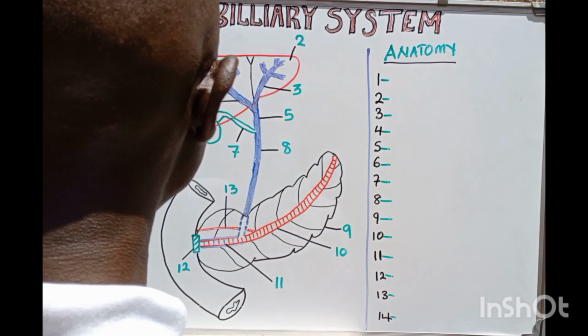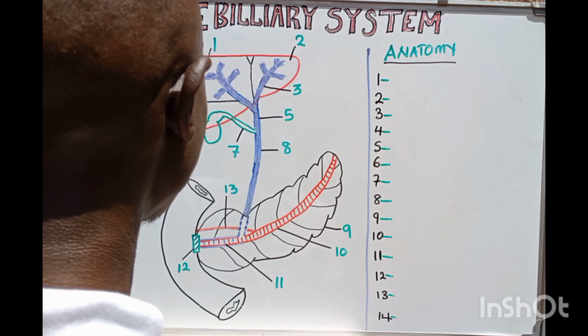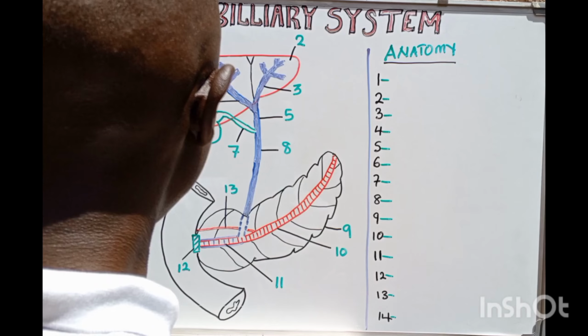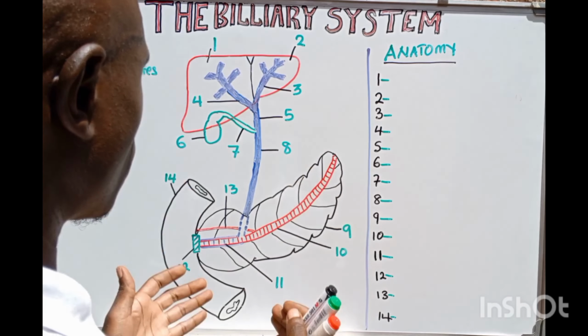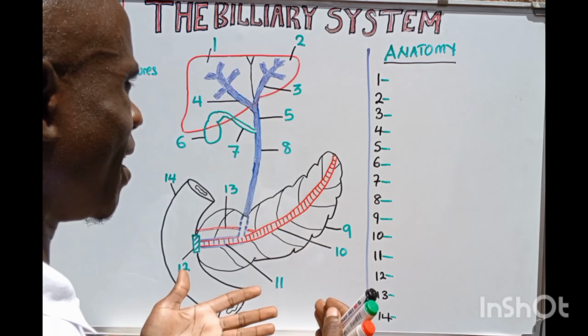Now, we're going to be following these objectives. We're going to be looking at the organs or the structures that make up the biliary system. We'll look at the main function and also the bile flow. First things first, we need to understand what the biliary system is.